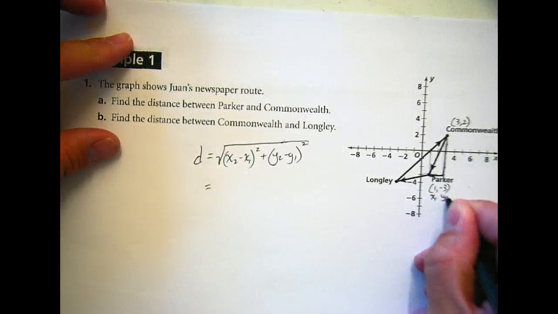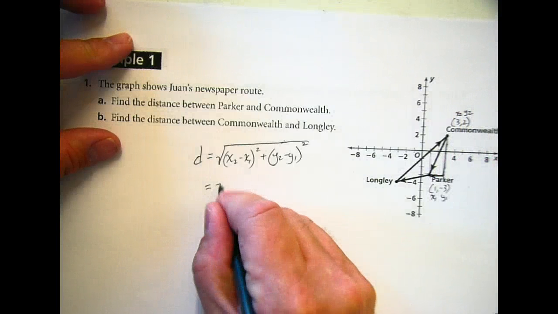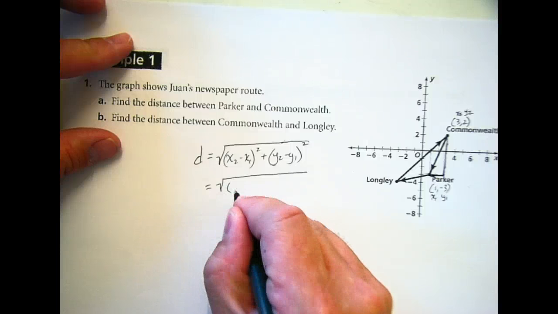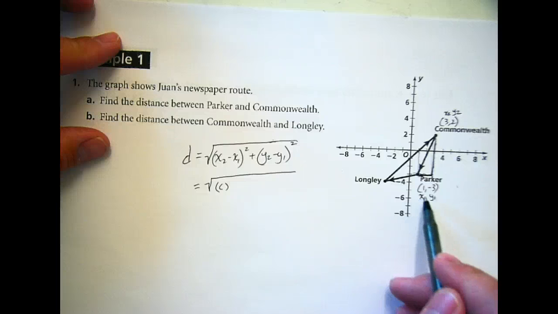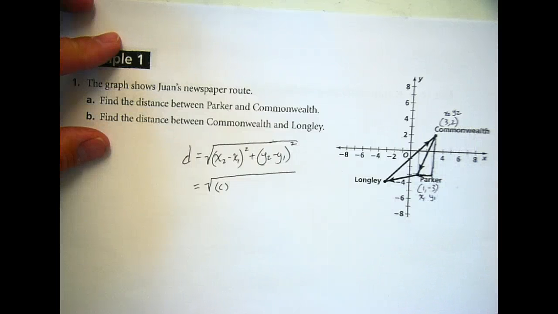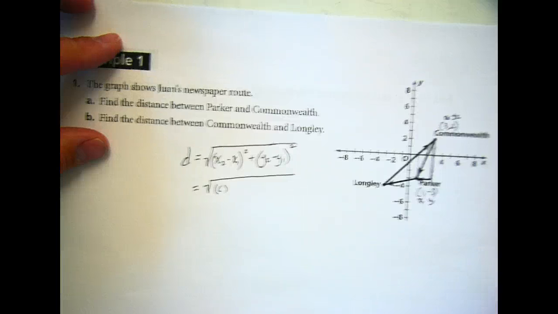Okay, now you may have labeled your points differently than I did, but you should come up with the same answer. How many of you actually labeled your points like this, in that order, you called Parker your x1s and Commonwealth your x2s? How many switched them around, called it the other way? How many called Parker x2? How many called Commonwealth x2? Okay. All right. Just curious.